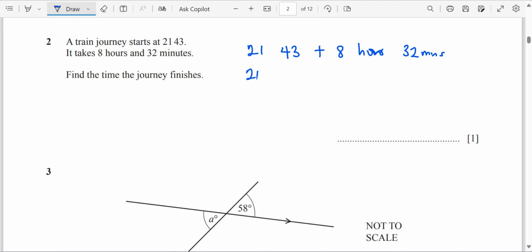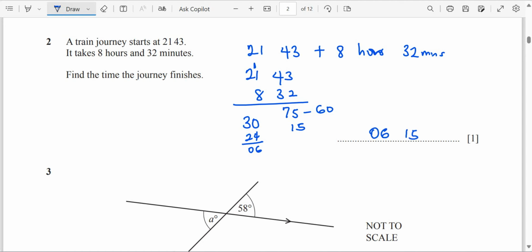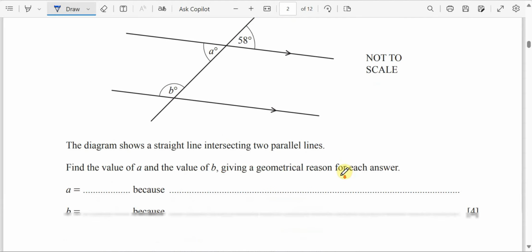So let us add 21:43 and 8:32. If we add this, we have 75. We'll take this to we have 15 minutes, and then we have 1 hour, and this is going to give us 30:15. And 30:15, if you take 24 away from this, is 6:15. So that means the journey will end at 6:15 the next day, or you say 6:15 a.m.